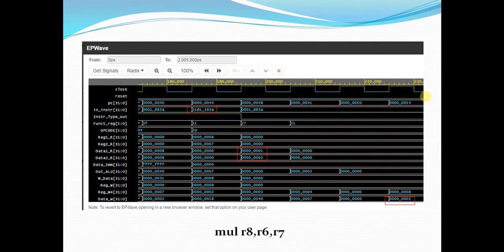Mul or multiply instruction consists of a multiplication of R6 and R7 and storing the result in register R8. Here, register R6 consists of value 1, while register R7 consists of value 2. The multiplication of both is 2, which is stored in register R8.